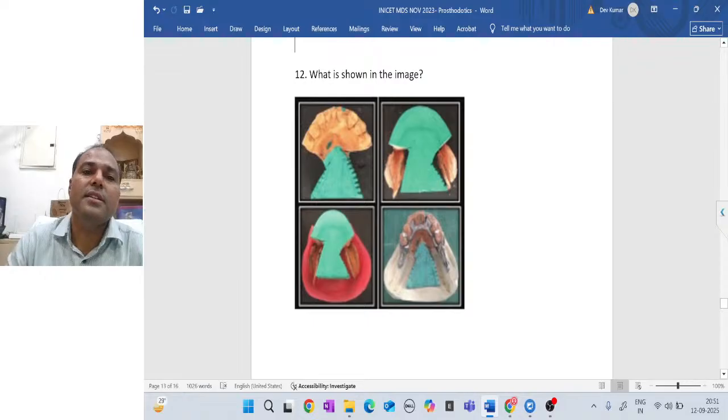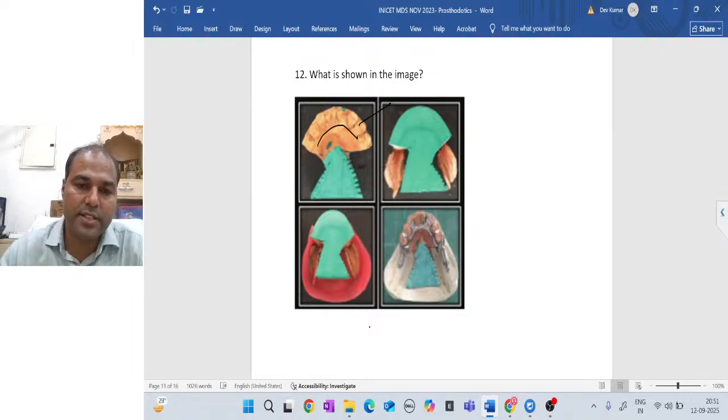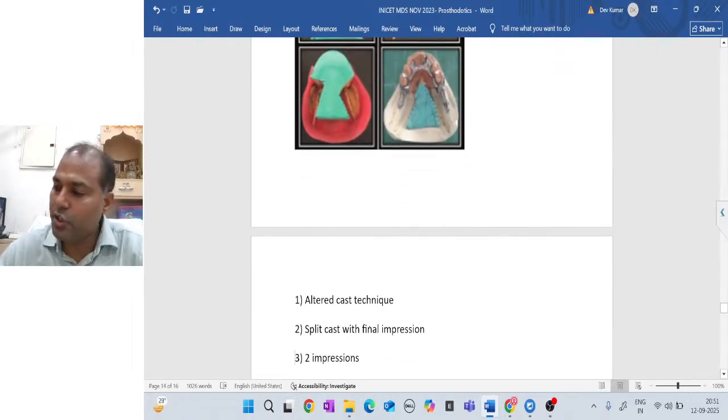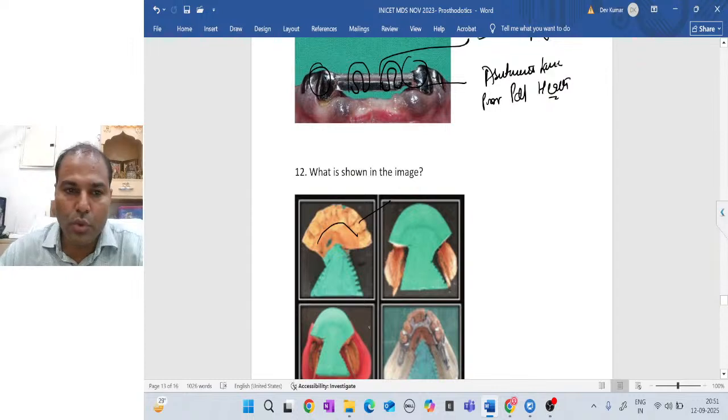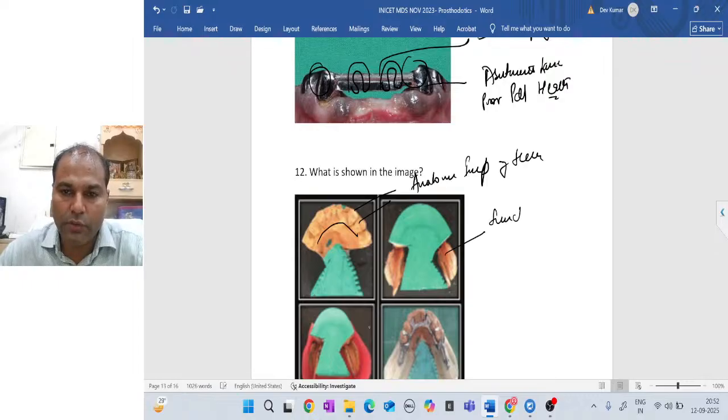So what is this? This is, if you see, a cast partial denture technique known as your corrected cast or the altered cast technique. Okay, it is again done to combine the anatomic impression of the teeth with the functional impression of the ridge. It's a laboratory way of doing it. So when these both can be combined, this is an altered cast technique.